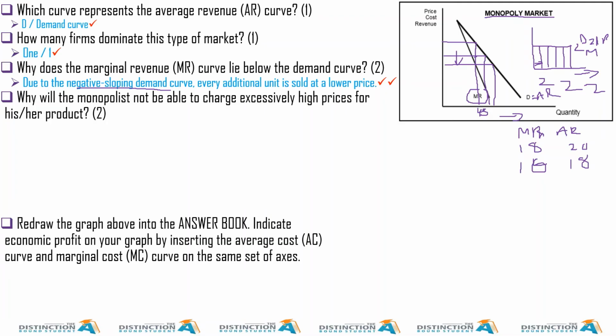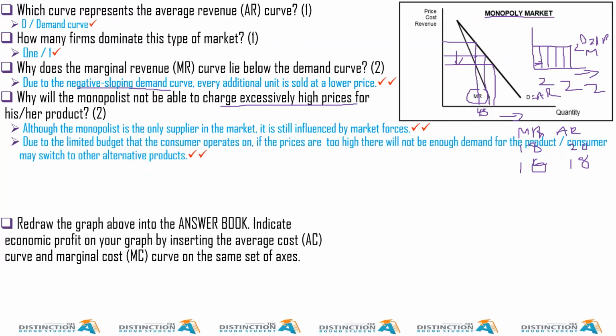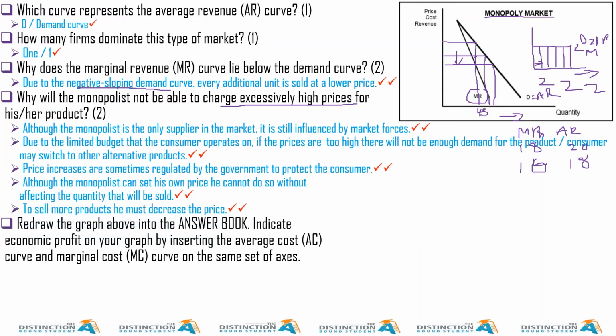Right, why will the monopolist not be able to charge excessively high prices? Okay, this is the same question we answered in the previous one. Do you see that over the years they repeat the same questions? And yes, you must always get it right, because it's the same question, né? Although the monopolist is the only firm, the market forces of demand and supply will always be your limiting factor. So there we have everything.